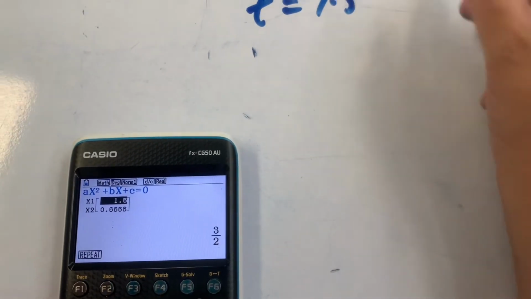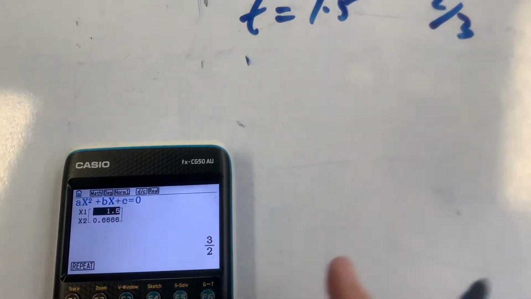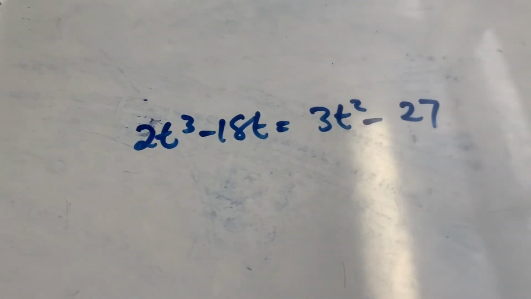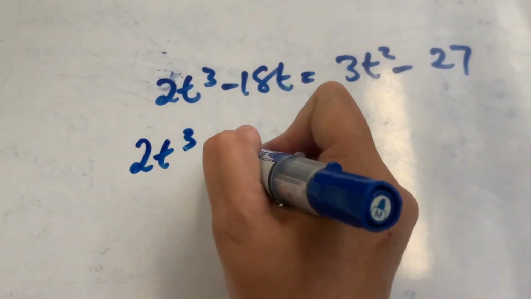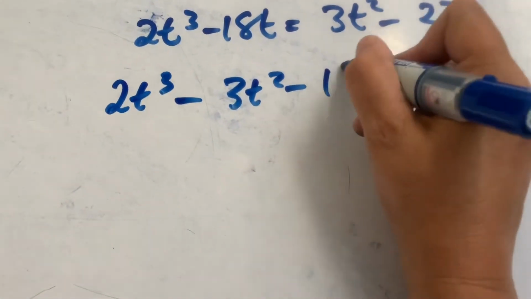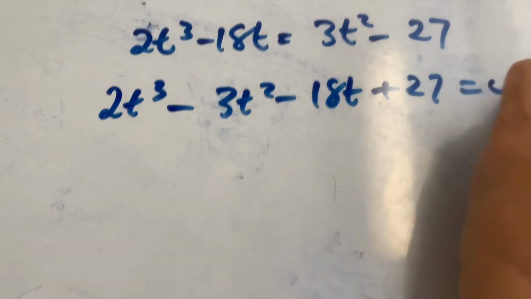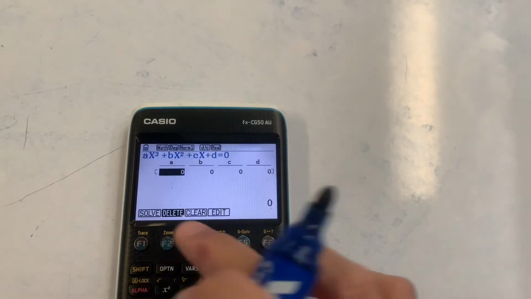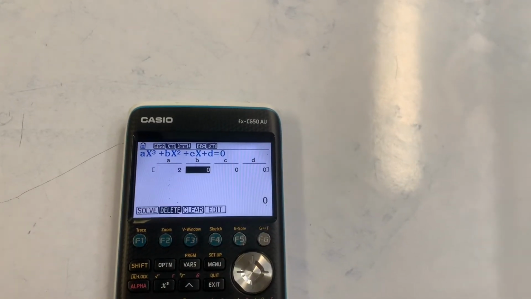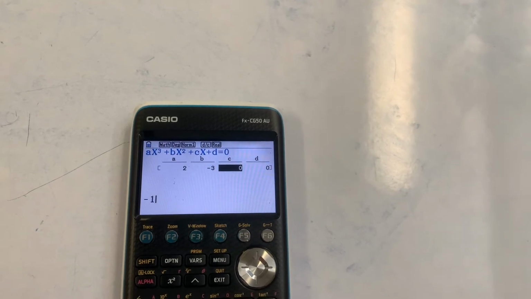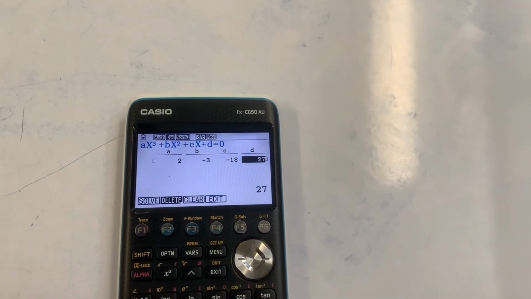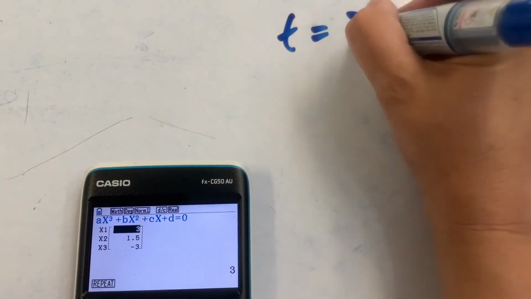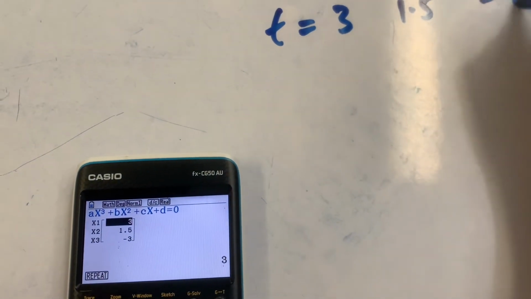I get two values. t is 1.5 or t is 2/3. So I do need to confer with my other equation. My other equation is 2t cubed minus 3t squared minus 18t plus 27 equals 0. I'm going to pop that in, go back here, degree 3. So I'm 2, negative 3, negative 18, 27, solve.